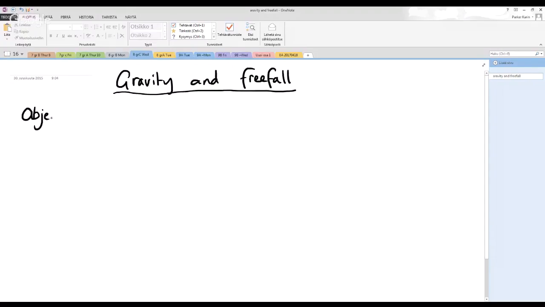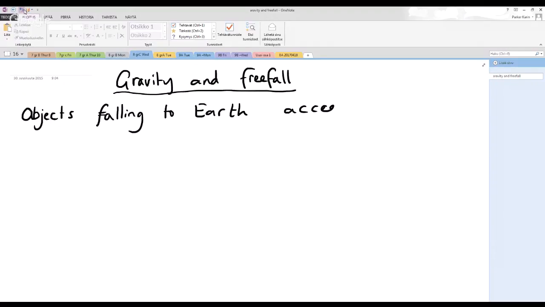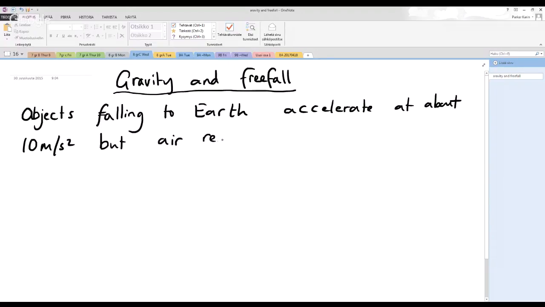So objects falling to Earth accelerate at about 10 meters per second squared, but air resistance will slow them.